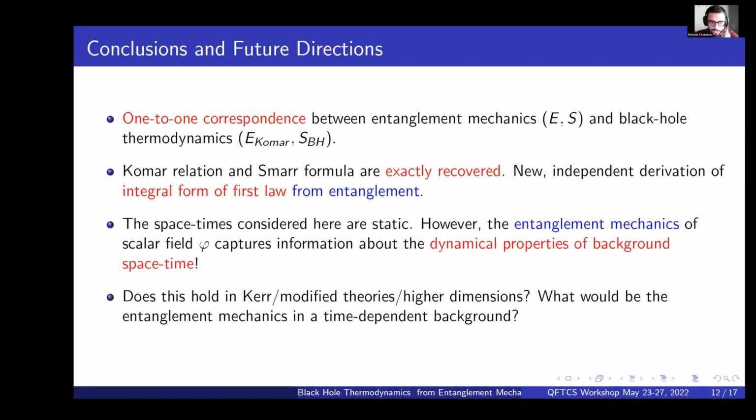Yeah, I'm essentially done. Okay, so in order to conclude or to sum up what I have presented here, what we observe is that there is a one-to-one correspondence, again, between quantities associated with entanglement mechanics and black hole thermodynamics. And we see that the Komar relation and Smarr formula associated with black hole thermodynamics are exactly recovered, which is basically an independent derivation of the integral form of the first law of black hole thermodynamics from the degrees of freedom that give rise to entanglement.